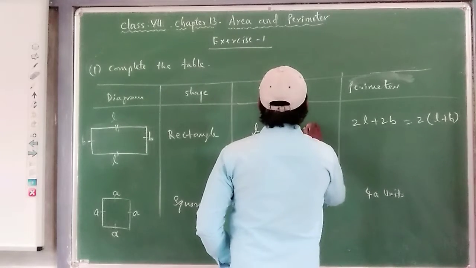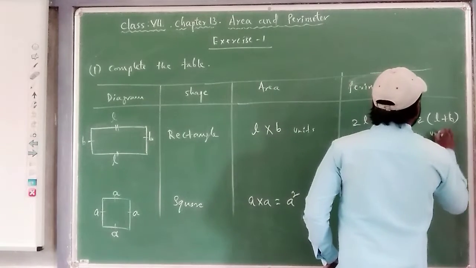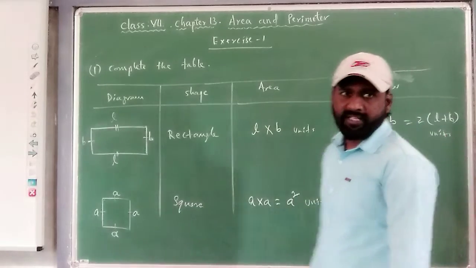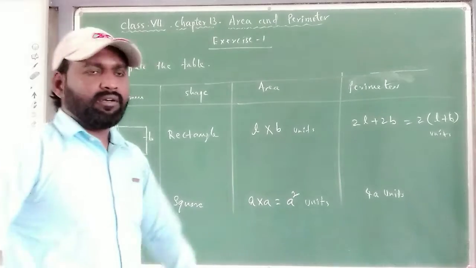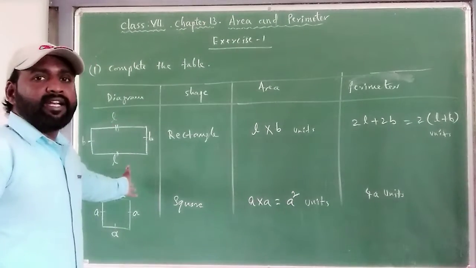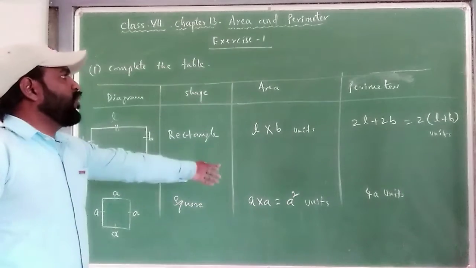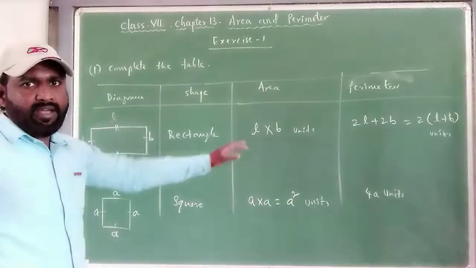We also write units. Units means whether it is in meters or centimeters. Whatever the measure given, that unit you have to write. Hope you understood identifying the diagram and the formulas for finding area and perimeter.